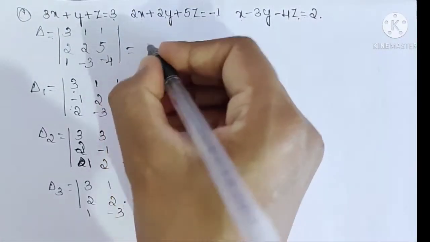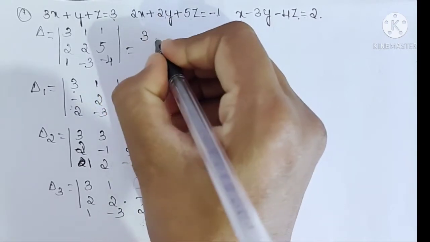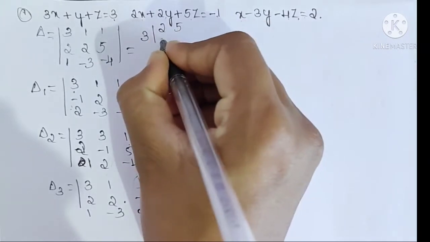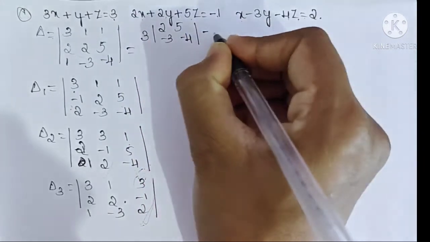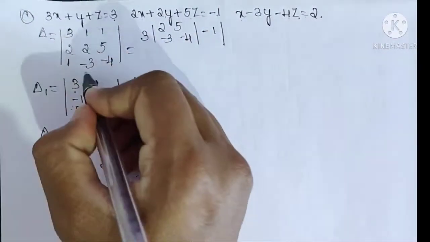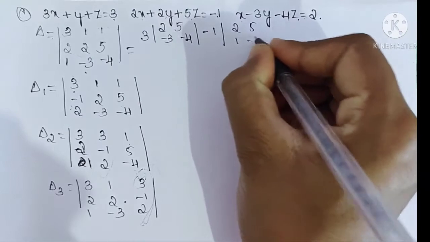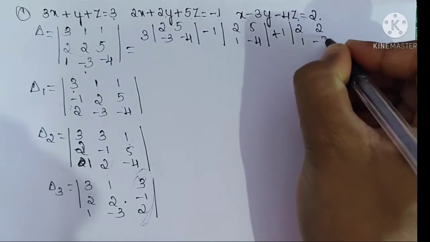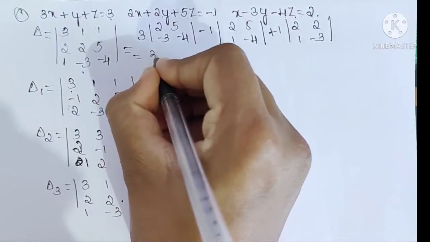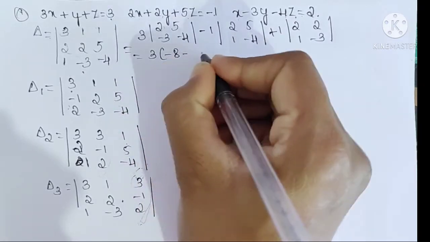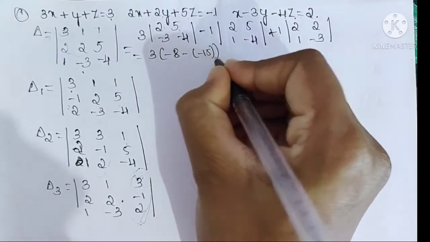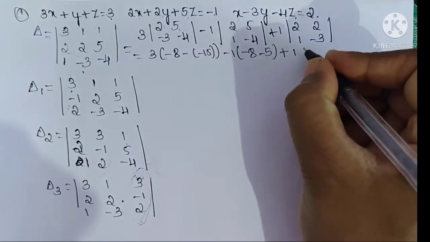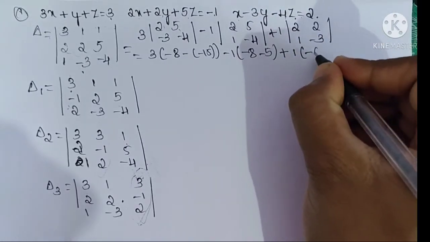Now simplification. Delta equals: first consider 3, delete first row first column. The remaining elements are 2, 5, minus 3, minus 4. Minus 1 into delete first row second column: remaining 2, 5, 1, minus 4. Plus 1 into delete first row third column: 2, 2, 1, minus 3. Simplification: 3 into 2 into minus 4 is minus 8, minus of minus 15, minus 1 into 2 into minus 4 is minus 8 minus 5, plus 1 into 2 into minus 3 is minus 6 minus 2.